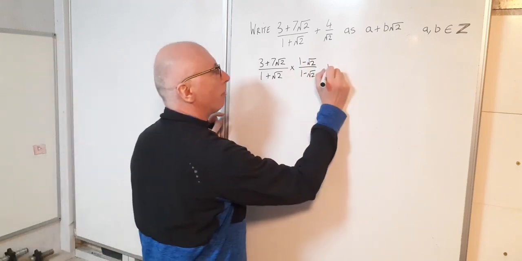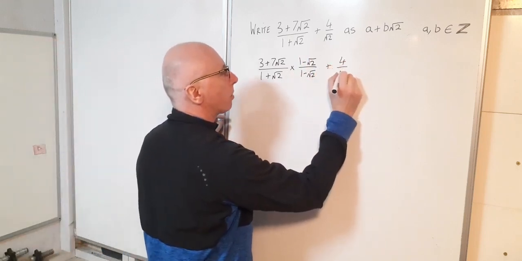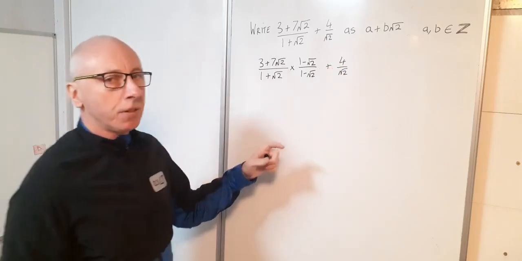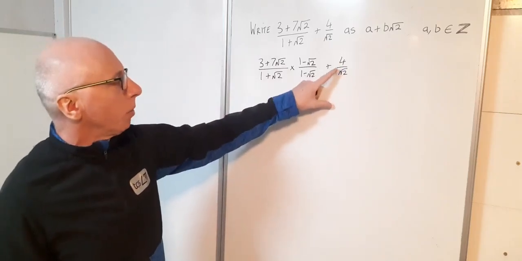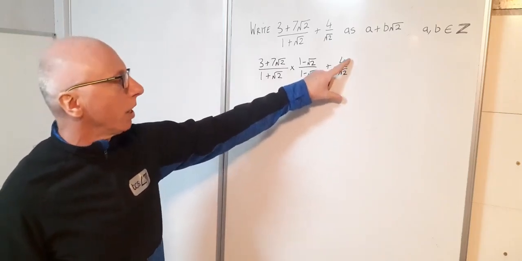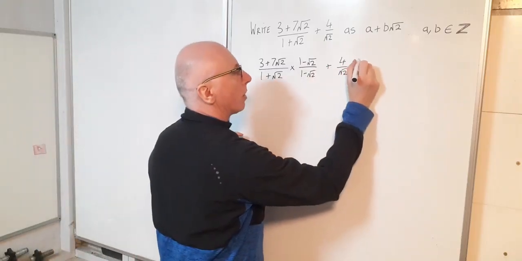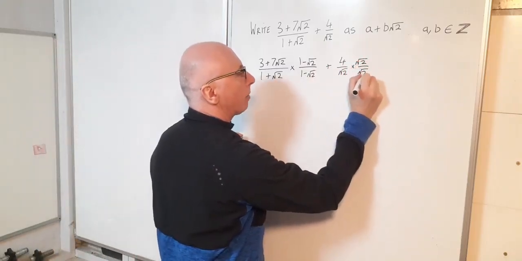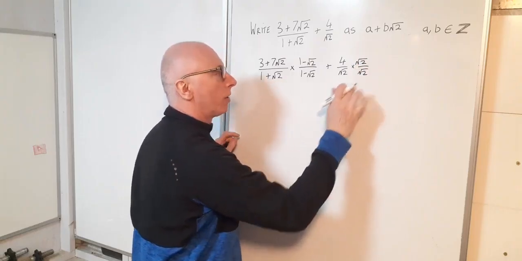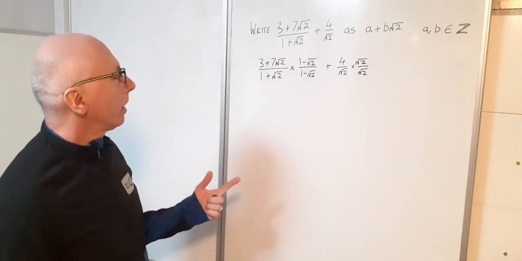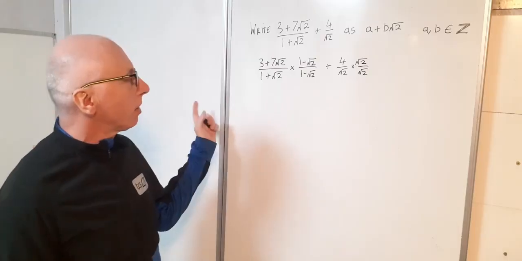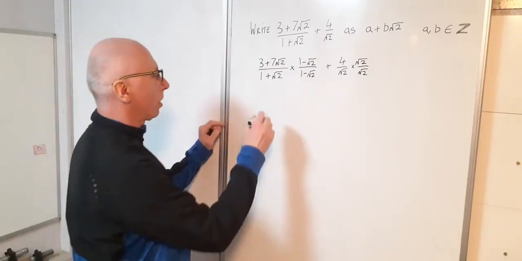So this time, with this expression, 4 over root 2, I don't need anything like the conjugate here, but what I can do is to rationalise, just multiply numerator and denominator by root 2. So I'll just do that. So again, I'm just multiplying this expression by 1. Okay. Now what I've got to do is to simplify both terms.